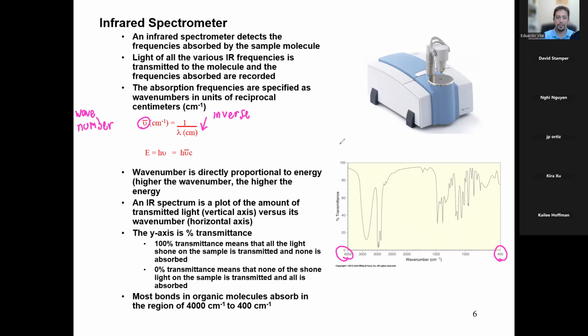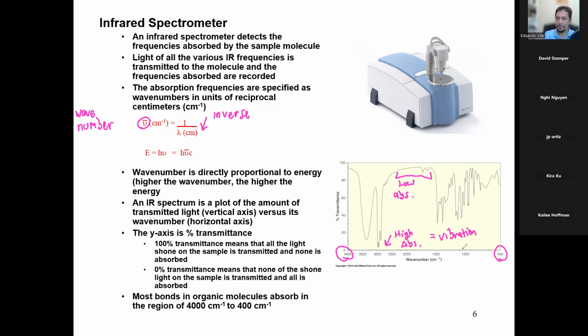Talk your way through these things. If 100% is going through, none of it is getting absorbed. So anything that is close to 100, anything close to the top, like this region, this means low absorption. And anything closer to the bottom, this is high absorption. And high absorption equals vibrations. Does that make sense?